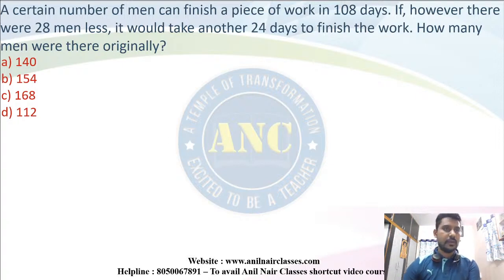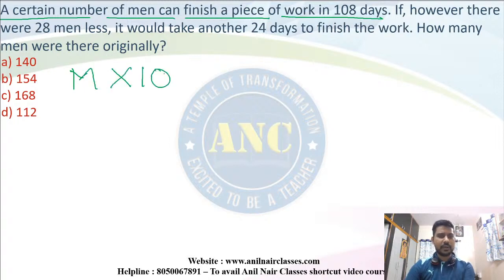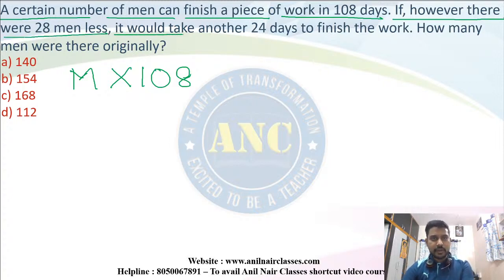Next question. A certain number of men can finish a piece of work in 108 days. So, there are some men. We don't know how many men there are. I'll call it M. And they can finish the work in 108 days. If, however, there were 28 men less, it would have taken another 24 days to finish the work.